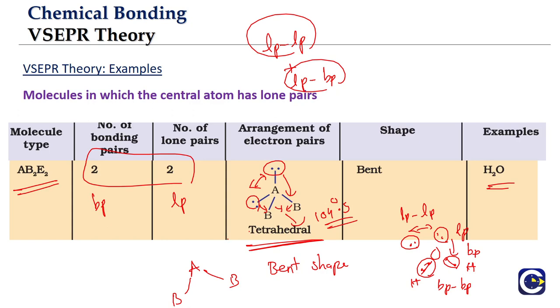As a result, what is going to happen? This bond pair and bond pair will come very much close. So the bond angle is reduced from the theoretical value. What is the theoretical value? 109 degrees 28 minutes, or 109.5 degrees. From the theoretical value, it comes all the way down to 104.5 degrees. So this is the reason for the decrease of bond angle in the case of water. So what is the overall shape of water? We'll consider it as a bent shape.